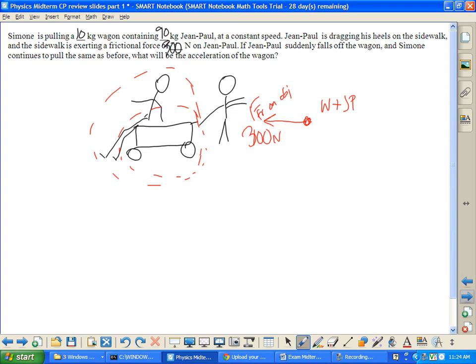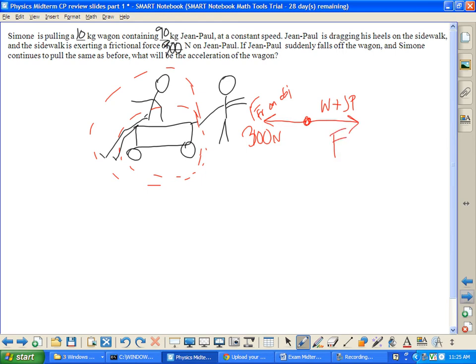It is 300 because if it's at a constant speed, then the forces are balanced. Wait, did it say constant? Okay, constant speed. If you see constant speed or constant velocity, I want that to get your attention. I want you to see that in red letters of fire whenever you come across it. And when you come across that, you will think: forces are balanced. Whatever the forces are, they add up to 0.